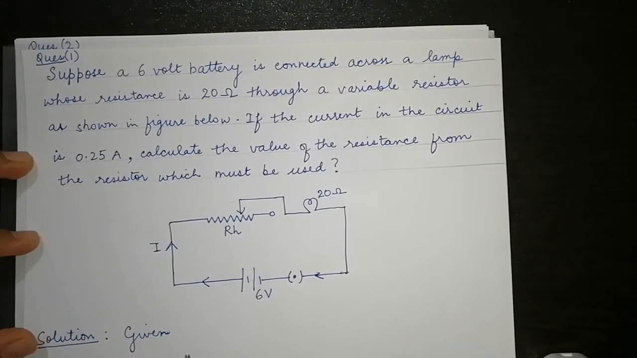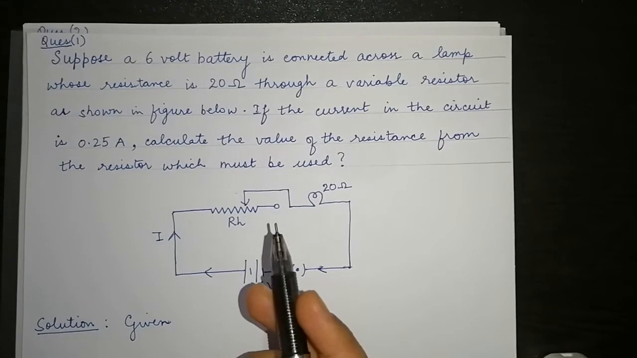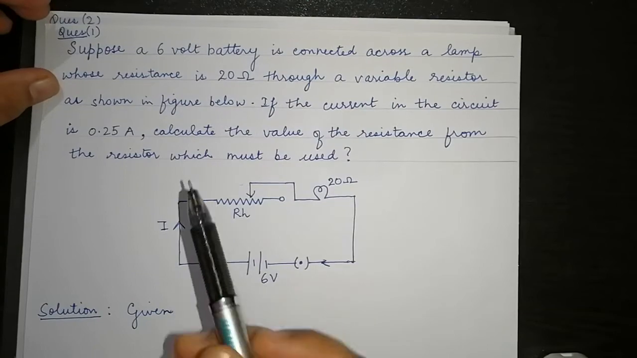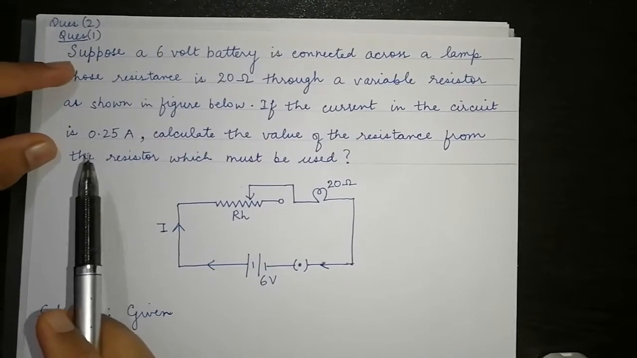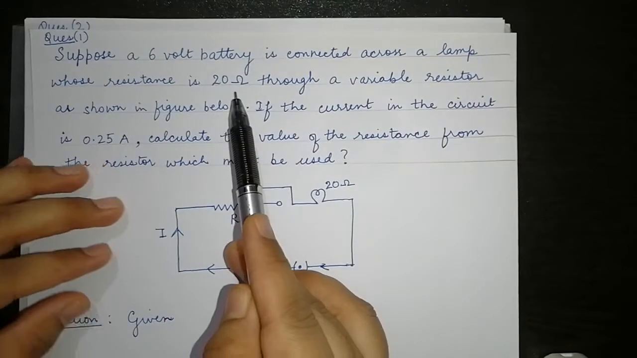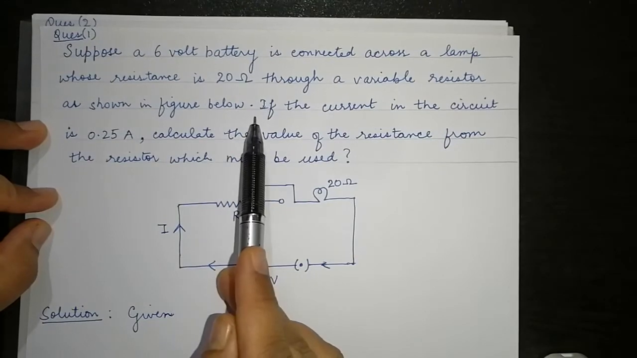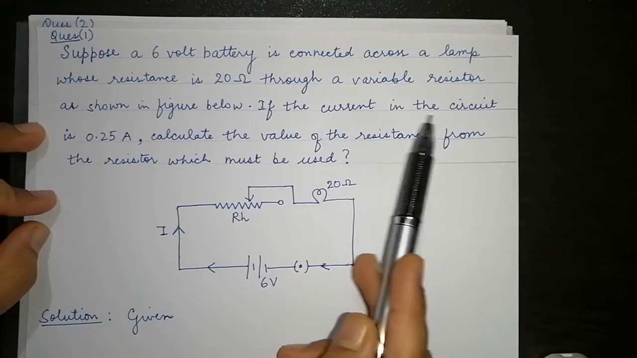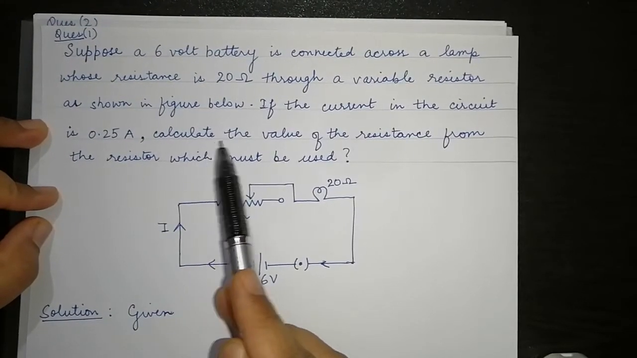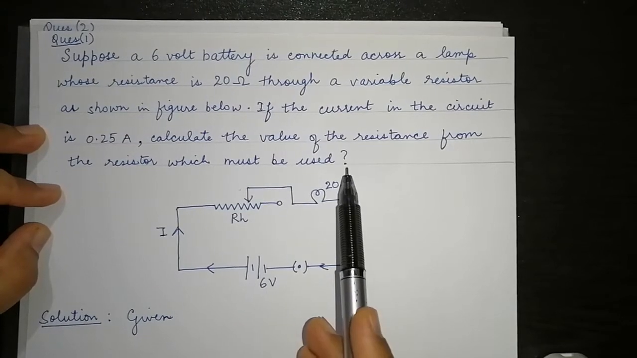Students, today we will try to solve numerical problems based on the series and the parallel combination of resistors. So first of all, I'll take this problem. Suppose a 6-volt battery is connected across a lamp whose resistance is 20 ohm through a variable resistor as shown in the figure below. If the current in the circuit is 0.25 ampere, calculate the value of the resistance from the resistor which must be used.